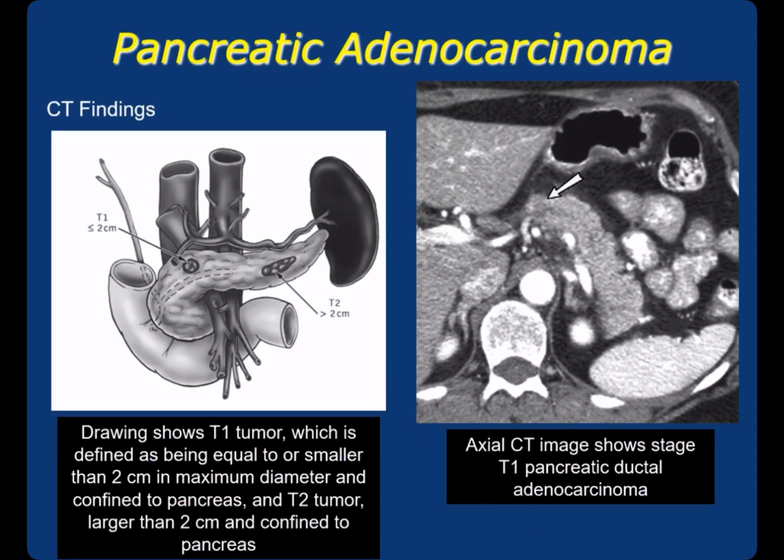This is an example of pancreatic adenocarcinoma located in the neck part of the pancreas. The tumors are small, especially smaller than 2 cm in maximum diameter. They can be confined to the pancreas. And here we can see a small tumor located in the neck part of the gland.